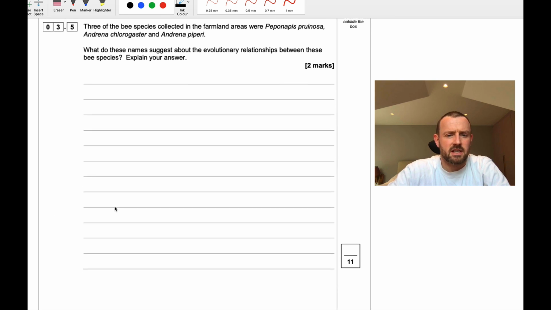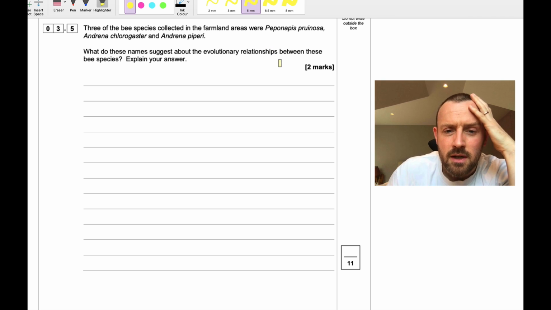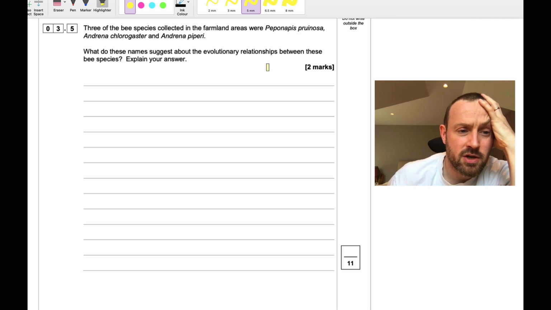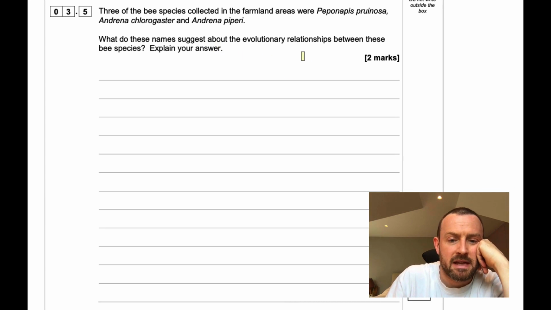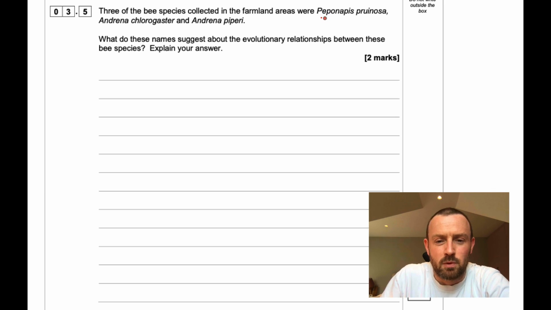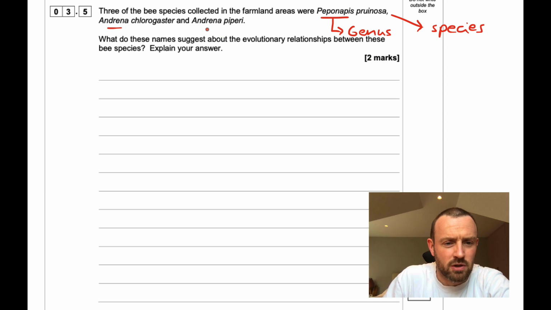Okay, 3 of the bee species collected in the farmland area were Peponapis pruinosa, Andrena chlorogaster, and Andrena piperi. Okay, this is interesting. What do the names suggest about the evolutionary relationship between these bee species? Explain your answer. Okay, well, these are binomial names. So what we have in a binomial name is the genus, which always has a capital, and then the species. So genus and species. So 2 of these belong to the same genus, and one is in a different genus.